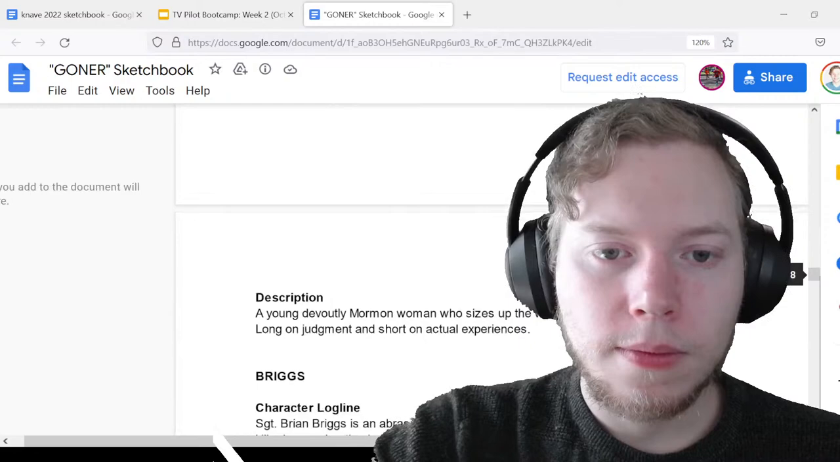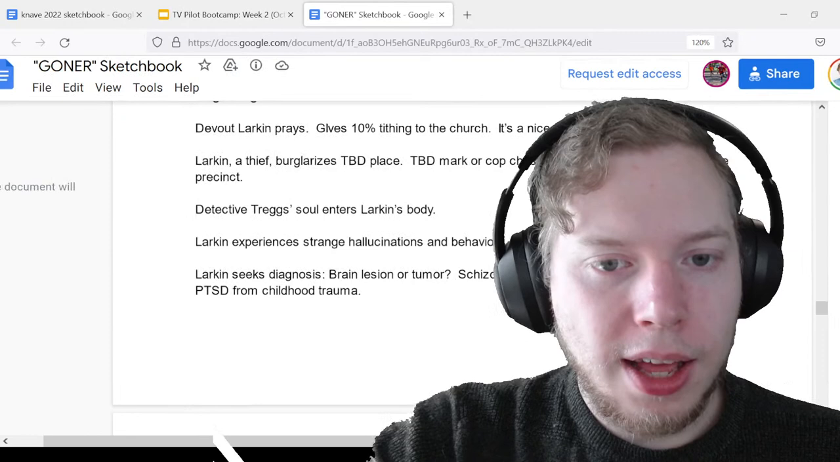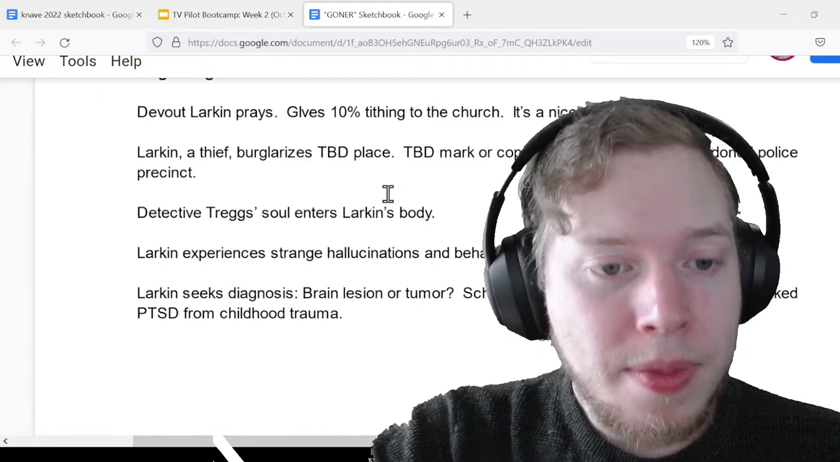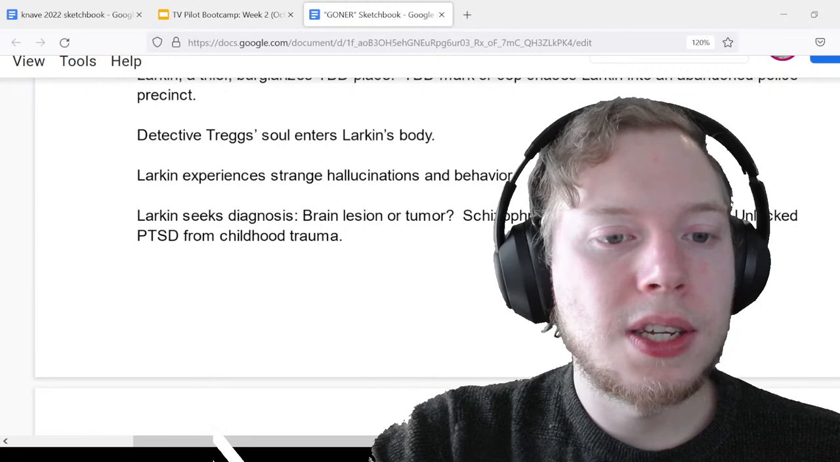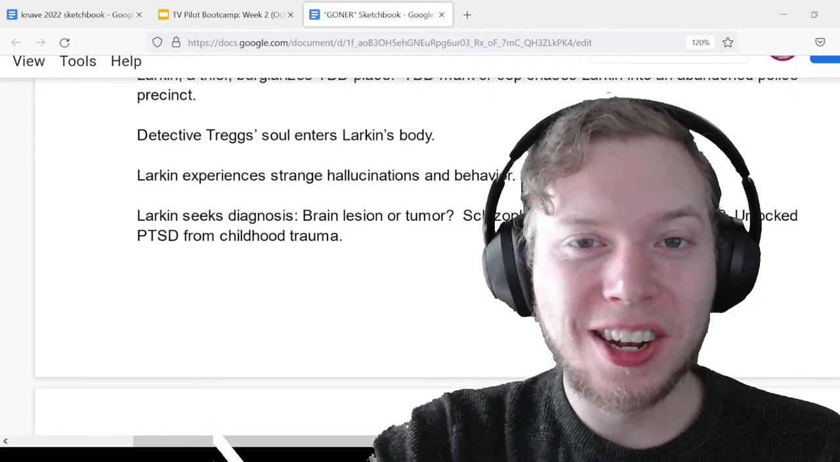Cool. So, third scene is going to be, she gets possessed by him. Larkin experiences strange hallucinations and behavior. Certainly. By hallucinations and behavior, you mean she's seeing a detective from the 70s talking to her, right?